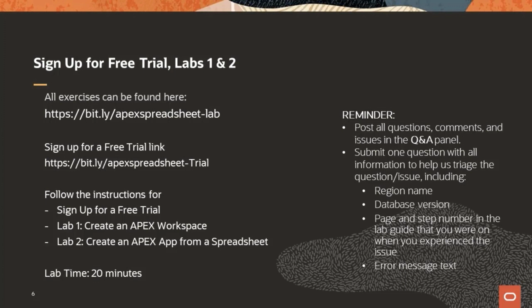During this lab time, you'll perform the Oracle trial sign-up and Labs 1 and 2. Once you get your trial account in Lab 1, you will create your Autonomous Transaction Processing instance and then create your Apex workspace. In Lab 2, you'll load some spreadsheet data into your database and create your first Apex application.